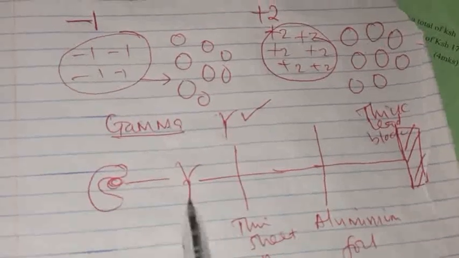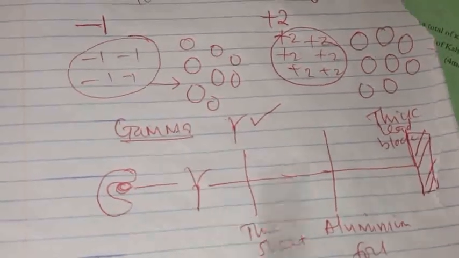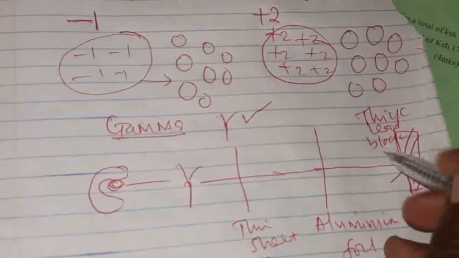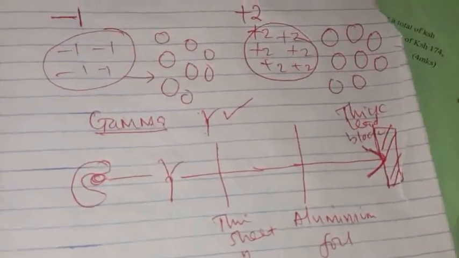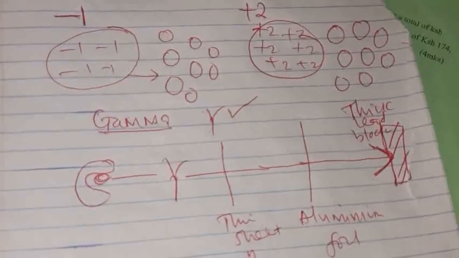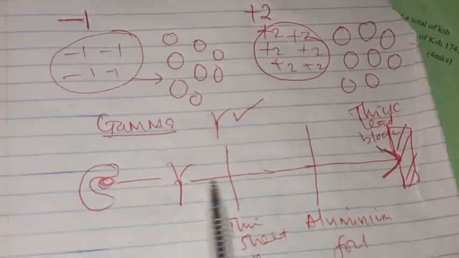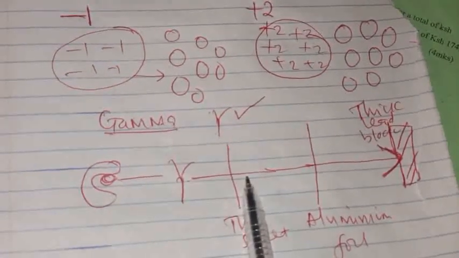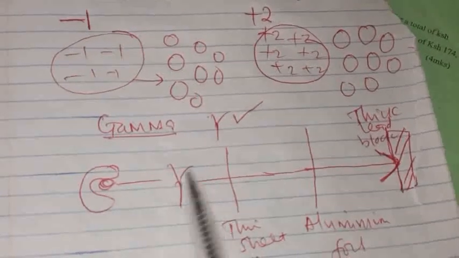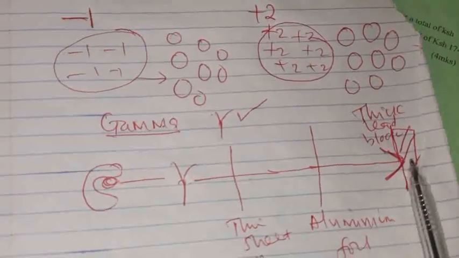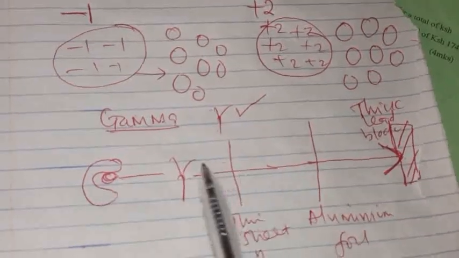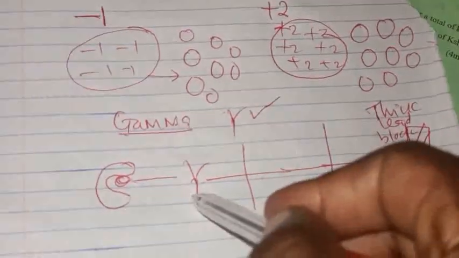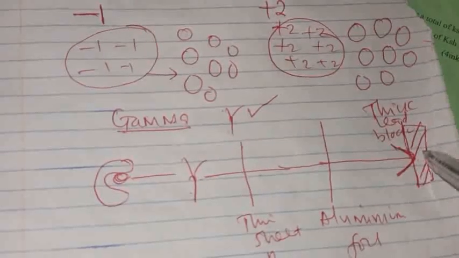So, of the three radiations, it has the highest penetrating power. It can pass through a thin sheet of paper and an aluminium foil. It can get blocked only by the thick lead block, which is even heavier than these two.